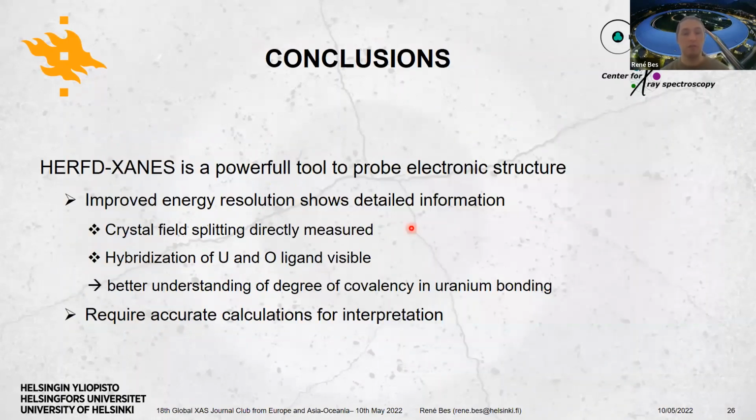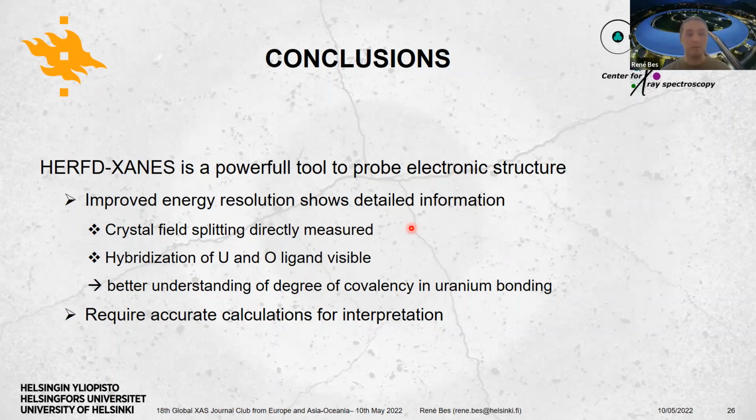So to conclude, HERFD-XAS is really a powerful tool to probe the electronic structure of uranium because of the improved energy resolution. So you can directly measure the crystal field splitting if you have enough resolution. And you can show directly, experimentally, hybridization of uranium and the oxygen ligand, because some features are directly linked to this. And that will lead us to a better understanding of the degree of covalency in uranium bonding and a better understanding of the electronic structure of uranium.